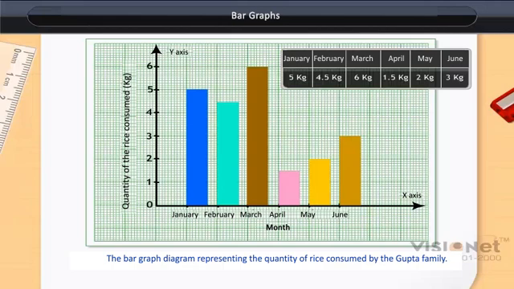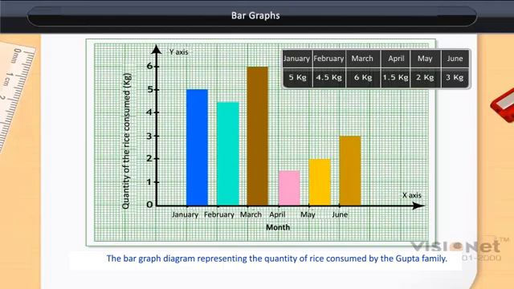What information do we obtain from this bar graph? All right, I will ask you an easy question. In which month was the consumption of rice by the Gupta family maximum in quantity? At first, we look at the bar graph and look at the rectangle which has the maximum height.